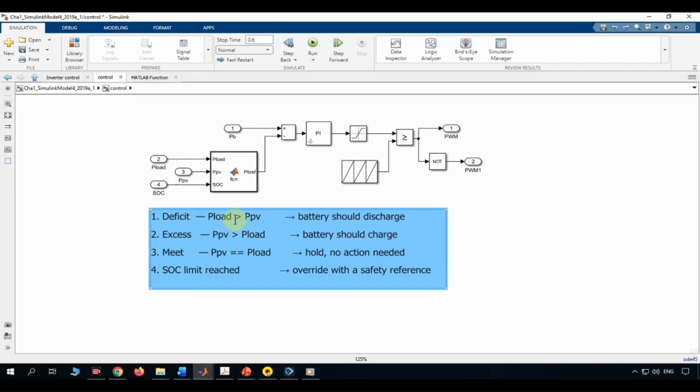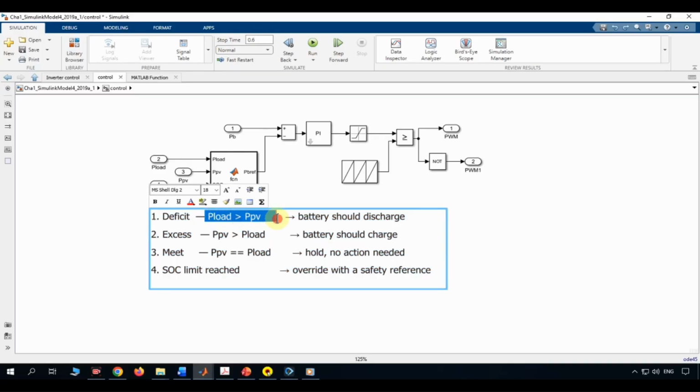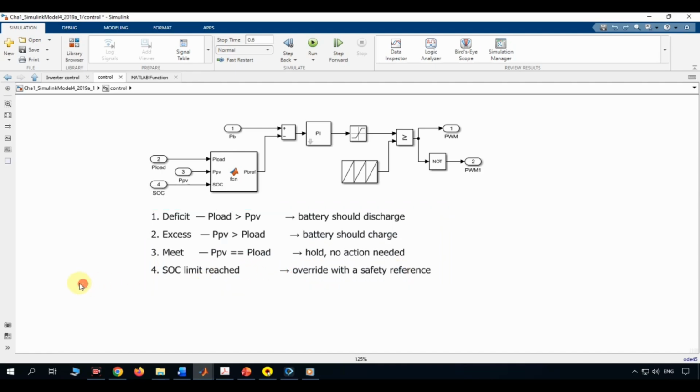1. Deficit. Pload greater than PPV, then battery should discharge. 2. Excess. PPV greater than Pload, then battery should charge. 3. Meet. PPV equals Pload, then hold. No action needed. 4. SOC limit reached, then override with a safety reference. The function's whole job is figuring out which of these situations is true right now and computing the correct pref value for it, all while respecting the battery's SOC limits and power rating. Let's dig into the code.